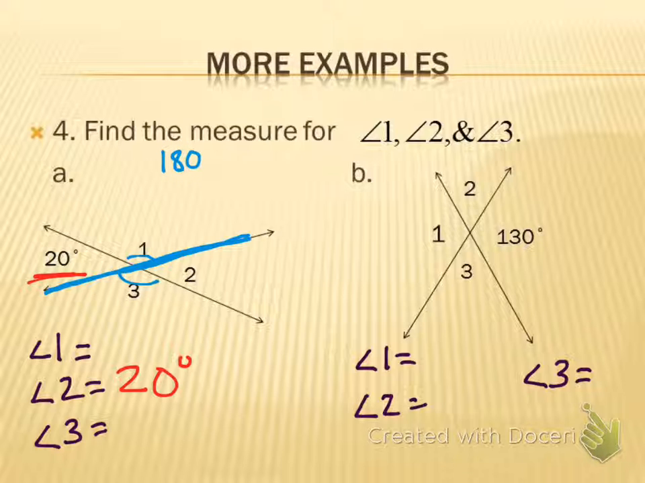So I can start with the 180, take away the 20 that I already know. What does angle 1 have to be? 160. Good. If angle 1 is 160, what's angle 3? 160. Those are your 3 answers.